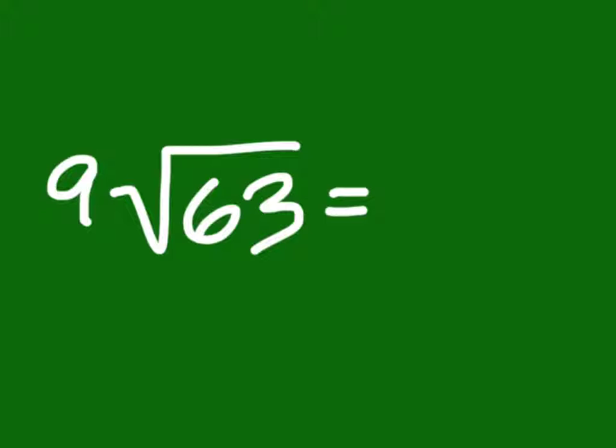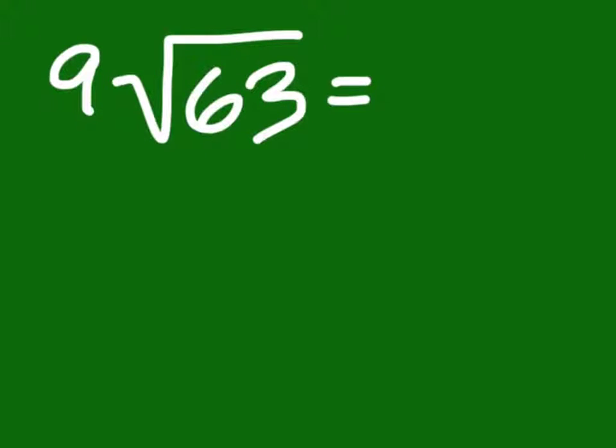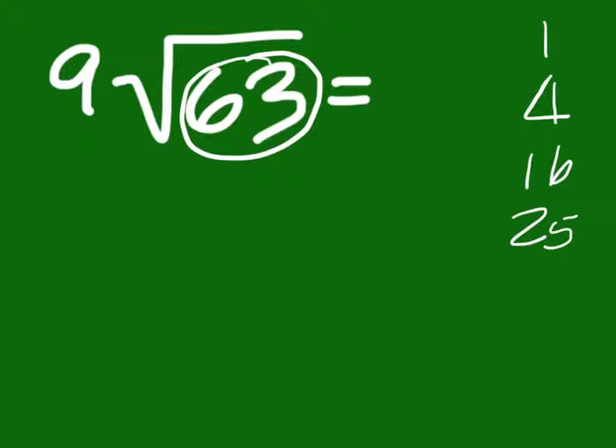This brings us to today's lesson, which is if this number is not a perfect square, chances are you'll be able to simplify it in the following way. Your perfect squares are 1, 4, 16, 25, 36, 49, 64, and so on.